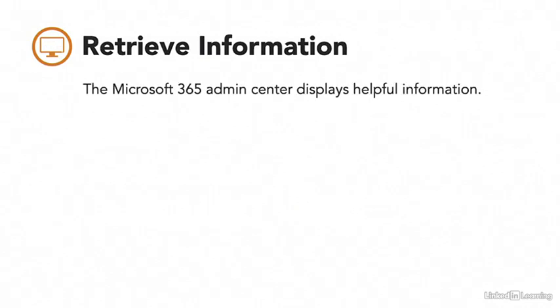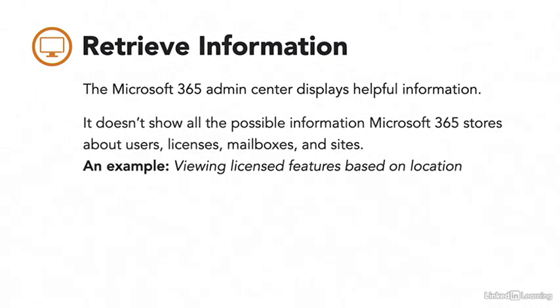So let's talk about the first one, which is retrieving information. The Microsoft 365 Admin Center displays most helpful information that we can kind of find. It lets me know information about the users, the licenses, the services, etc. It doesn't show all the possible information, though, that Microsoft 365 stores about user licensing, mailboxes, and sites. An example of this would be trying to view licensed features based on a specific location. So we would need to utilize PowerShell to be able to identify some of that information.